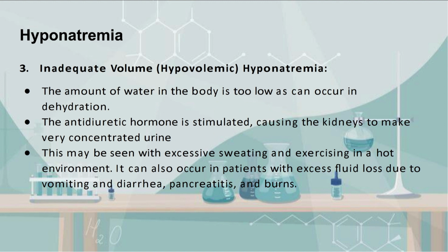Inadequate volume, hypovolemic, hyponatremia. The amount of water in the body is too low, as can occur in dehydration. The antidiuretic hormone is stimulated, causing the kidneys to make very concentrated urine. This may be seen with excessive sweating and exercising in a hot environment. It can also occur in patients with excess fluid loss due to vomiting and diarrhea, pancreatitis, and burns.